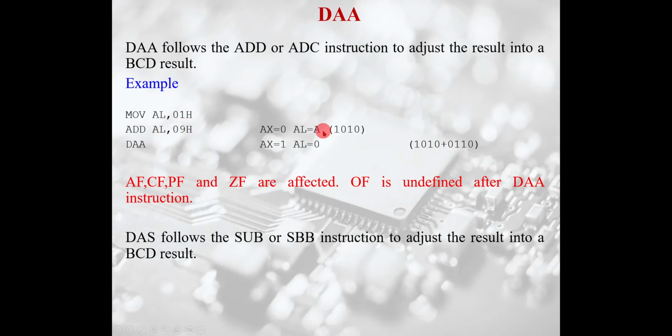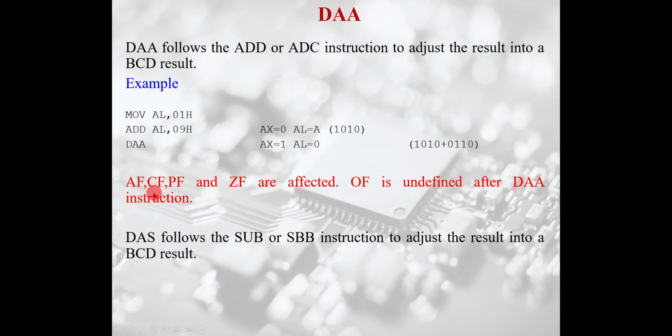So 10 can be accommodated in AL itself, but that is not what is required for me. I have to see 1 and 0. So if I do the decimal adjust, then it becomes like this. In AX I am going to get 1, and in AL I am going to get 0. So this helps me. This can drive one 7-segment, and this can drive the second 7-segment. So this is how we can do the adjust.